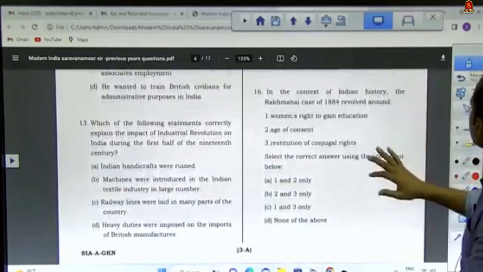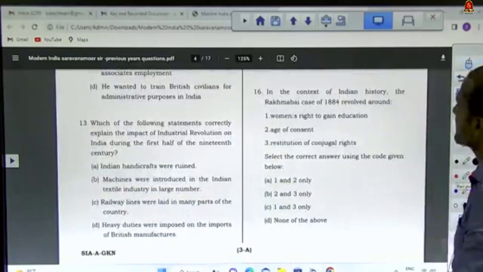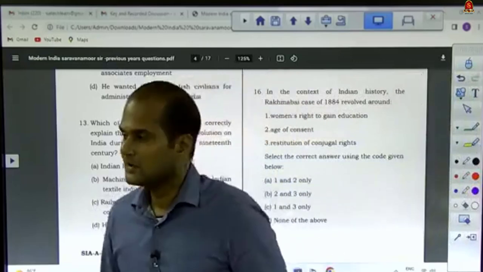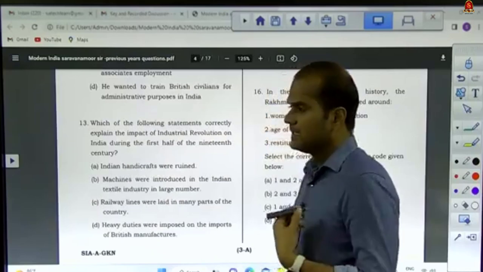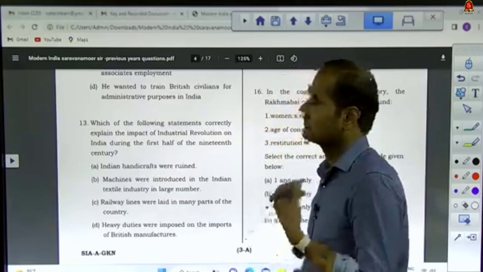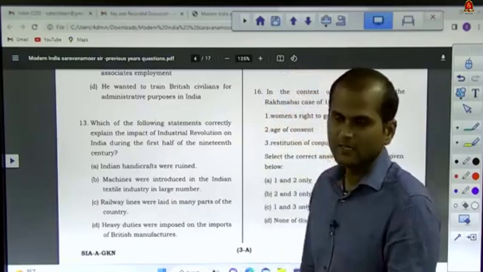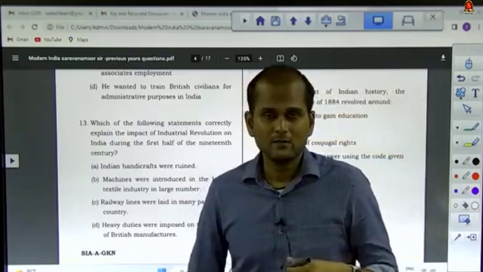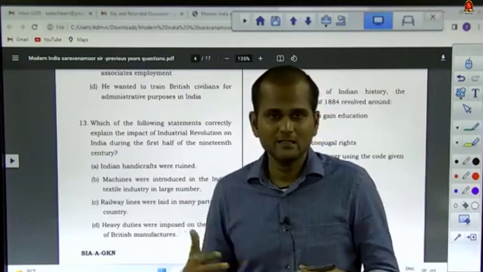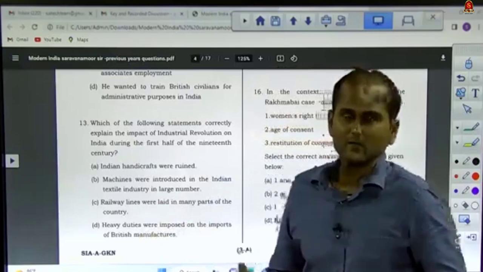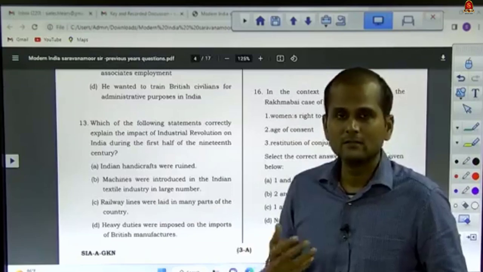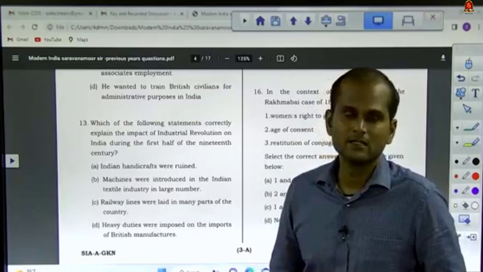But the 16th question is one of the toughest questions in UPSC: the Rakhmabai case in 1884. Really, we find it very difficult to find the answer. Rakhmabai was married at the age of 11 to a person called Dadaji Bhikaji. At the time, his age was 19 or 20. Because of the age difference and her young age, she didn't join that husband. The husband was also not interested.